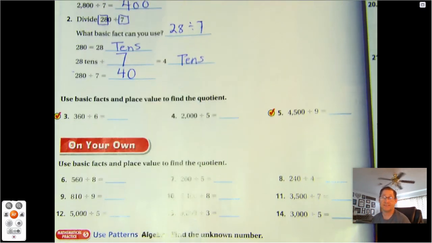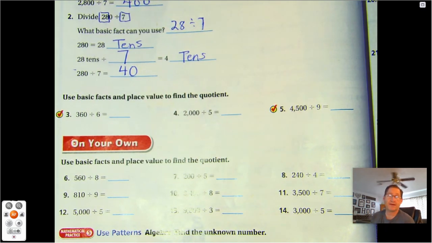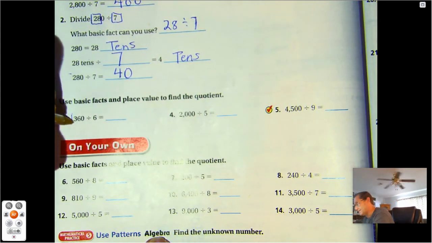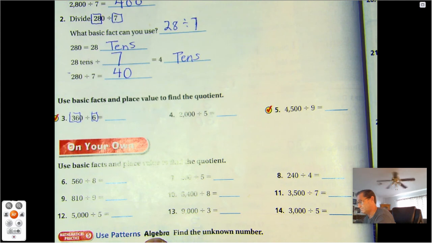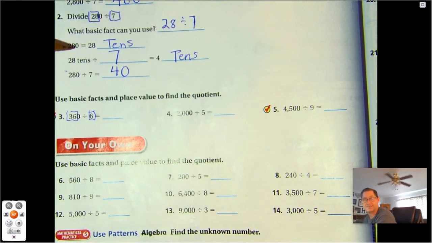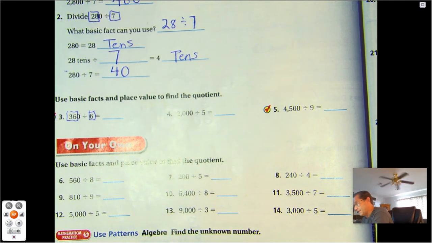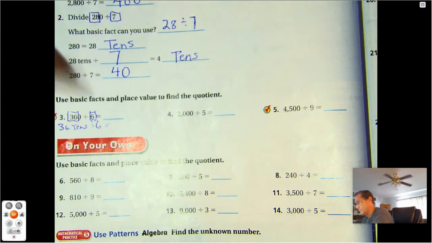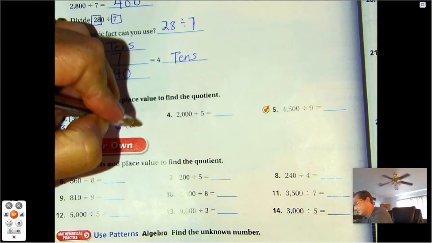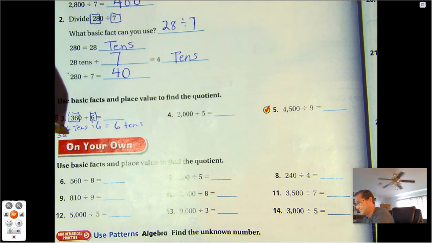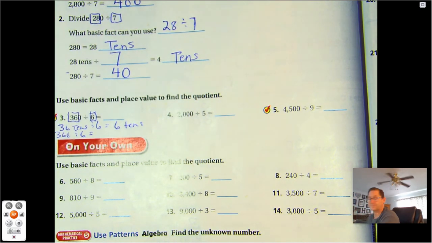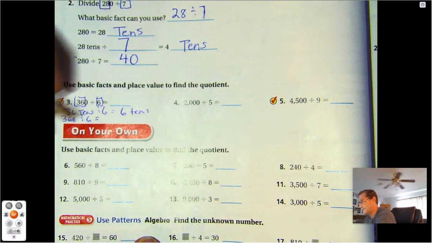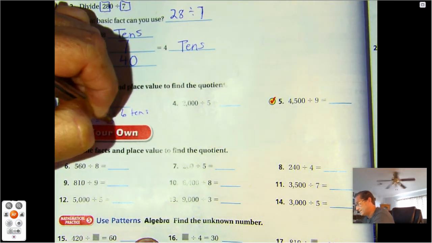Pretty easy. So number 3, use basic facts and place value to find the quotient. Our basic fact is 36 divided by 6. We're going to rewrite that as 36 tens divided by 6 equals 6 tens. 6 times 6 is 36, so 36 tens. How do I write 6 tens? As 60.